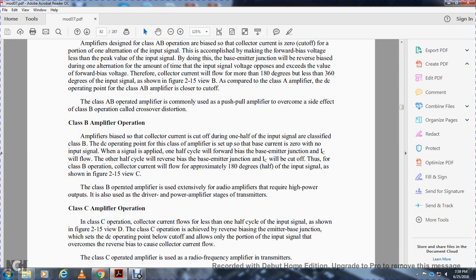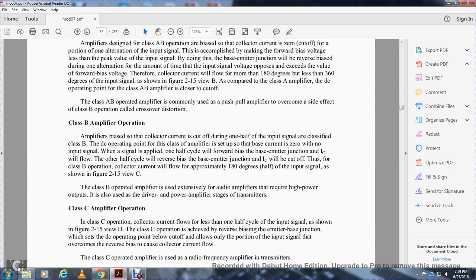Class B amplifier operation. Class B amplifiers are biased so that the current is cut off during one half of the input signal. The DC operating point of the Class B amplifier is set at the base cutoff, for zero current when no input signal is applied. One half cycle of the input signal forward biases the base-emitter junction, and collector current will flow. The other half cycle reverse biases the base-emitter junction, and the collector current will be cut off. Thus, in Class B operation, the collector current will flow for approximately 180 degrees, half the input signal, shown in figure 215, view C.